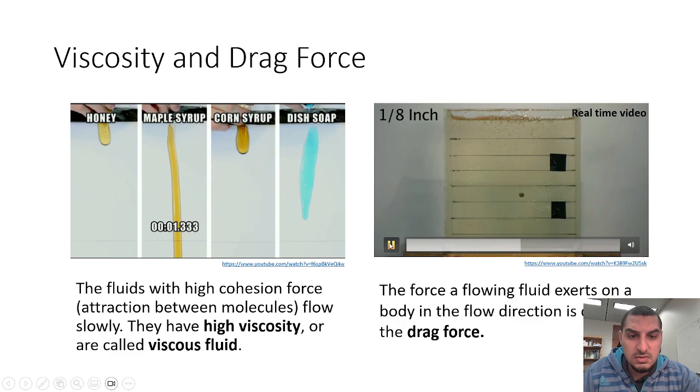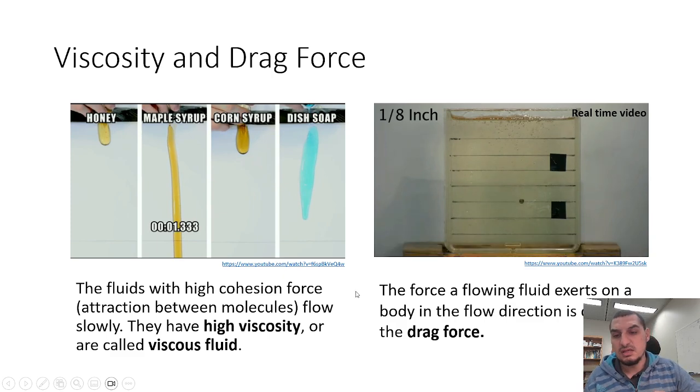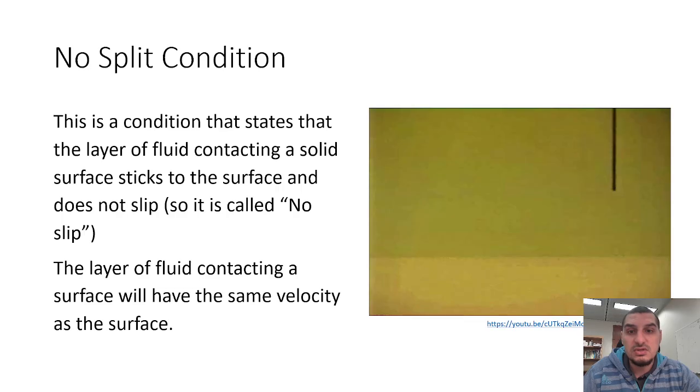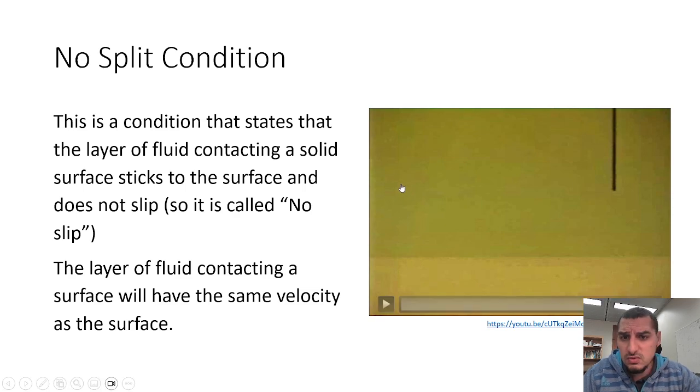So this is what we want to get out of this: that there is a drag force that resists the flow, and that the speed of the flow will depend to a very large extent on the viscosity of the fluids. After this slide, we are going to go through the equations that we use to express the viscosity. But before this, we need to discuss this no-slip condition. It's a very important thing that we are going to build part of our discussion on.